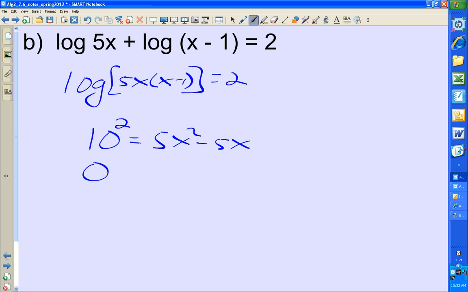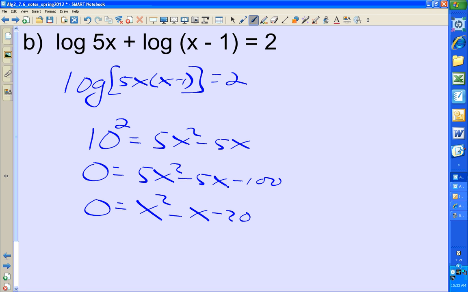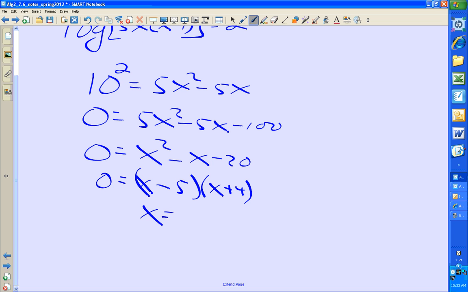Set it equal to 0. And again, I would divide out the 5 instead of factoring out the 5. When we factor the trinomial, we're left with x minus 5 and x plus 4 is equal to 0. So our two potential winners are 5 or -4.